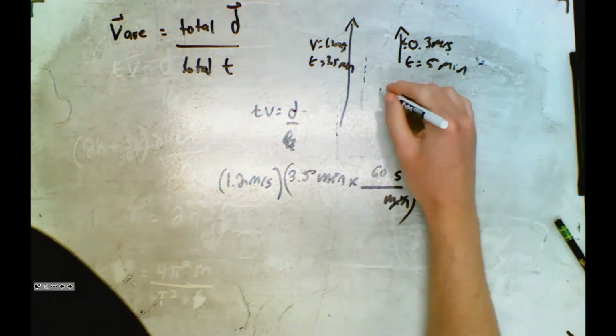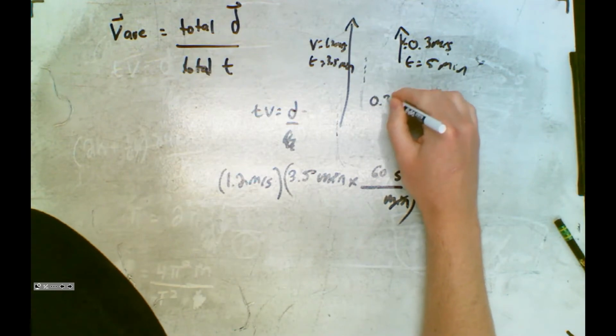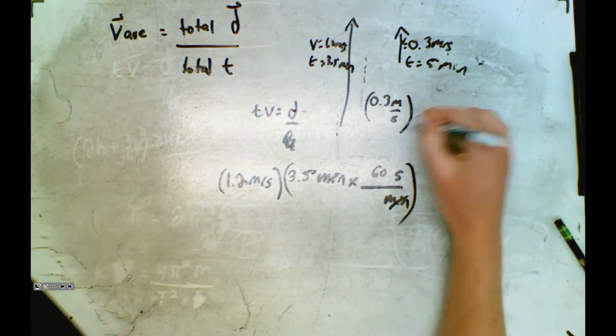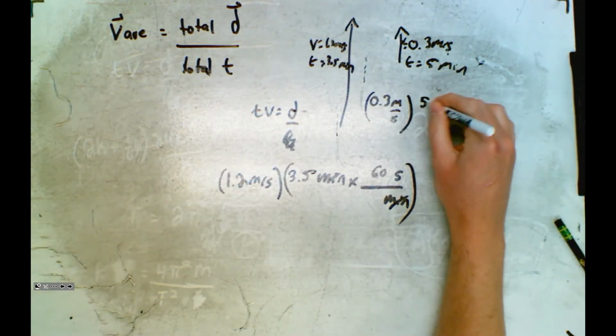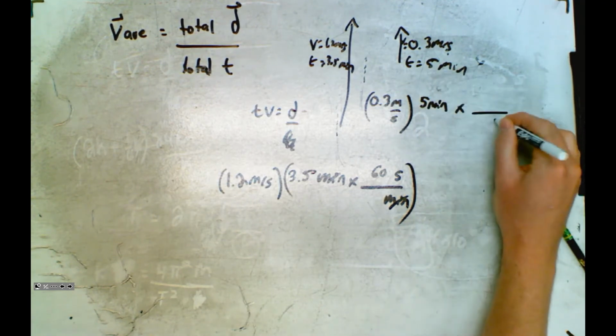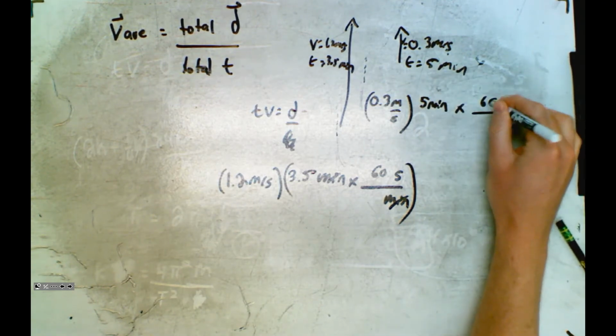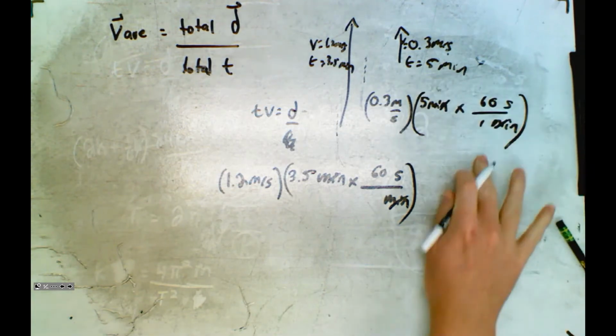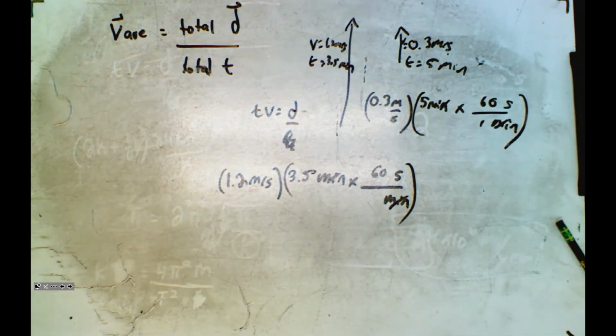Okay, same thing with this. My speed is 0.3 meters per second, and then my time is 5 minutes, and there are 60 seconds in 1 minute. So that's how I would solve for the distances of both of those.